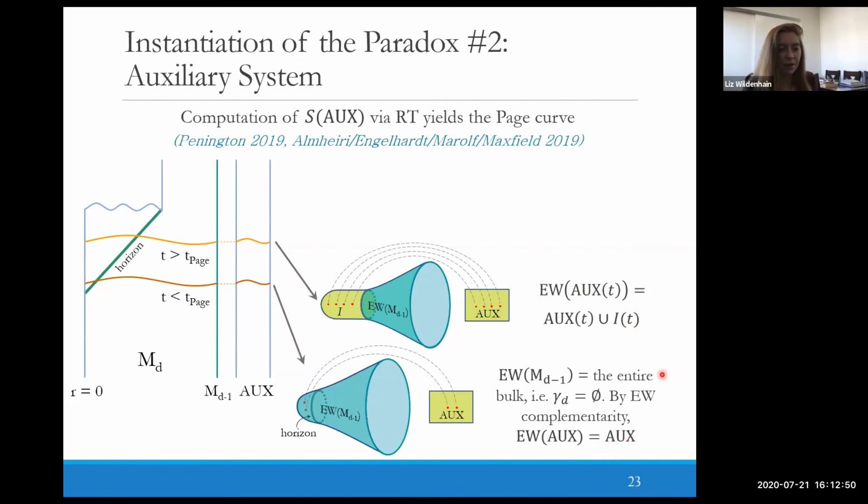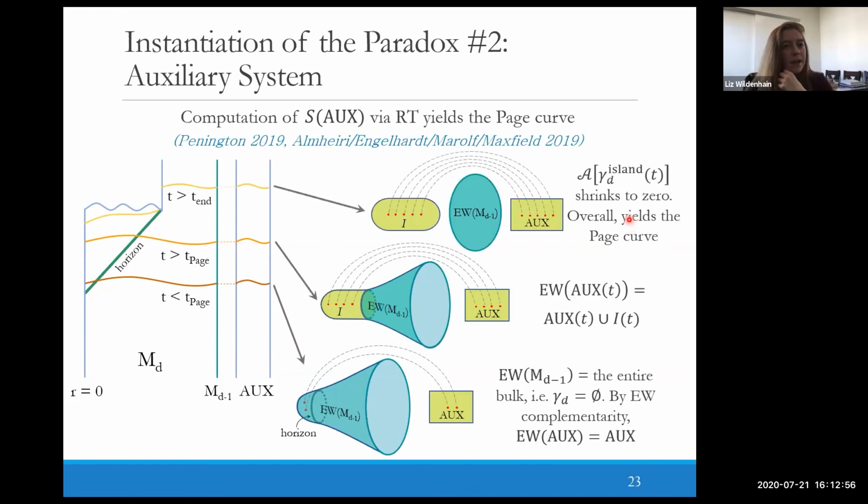So we have the rising part from before the Page time, the falling part after the Page time, and then eventually the black hole evaporates and the area of this RT surface shrinks to zero. And again, we obtain the Page curve overall. These authors obtain it. So this again gave us a result which was consistent with a unitary evolution of the black hole.